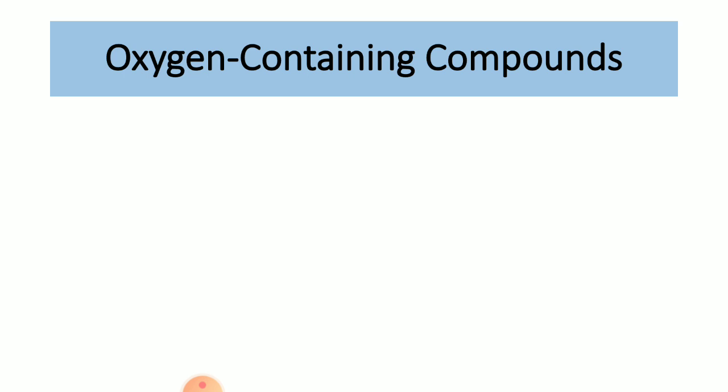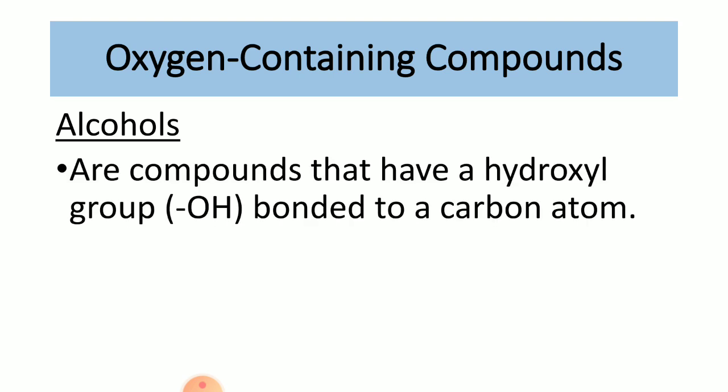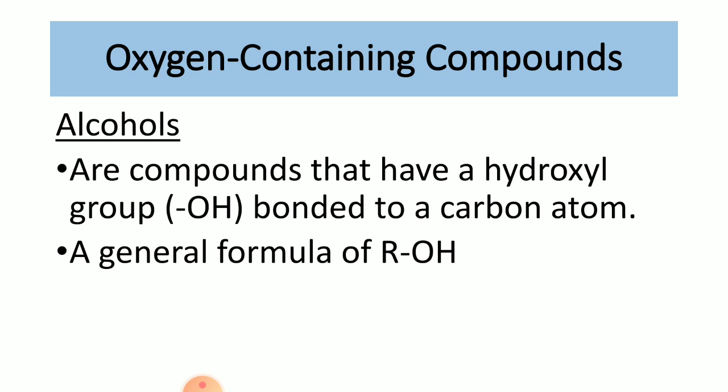First, we have alcohols. Alcohols are compounds that have a hydroxyl group. The hydroxyl group has oxygen and hydrogen, so that is OH bonded to a carbon. They have the general formula ROH, where R is any alkyl group and OH is the hydroxyl group.